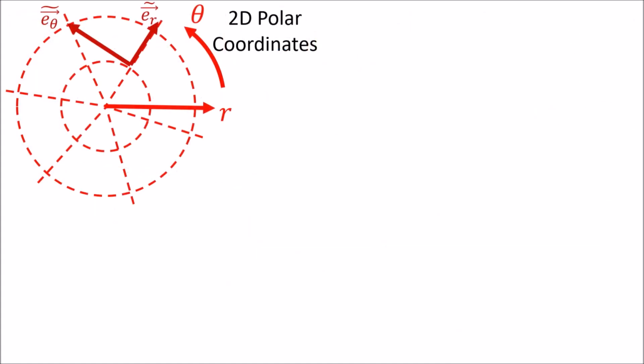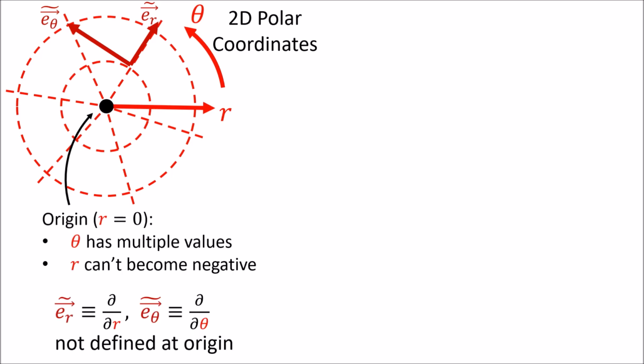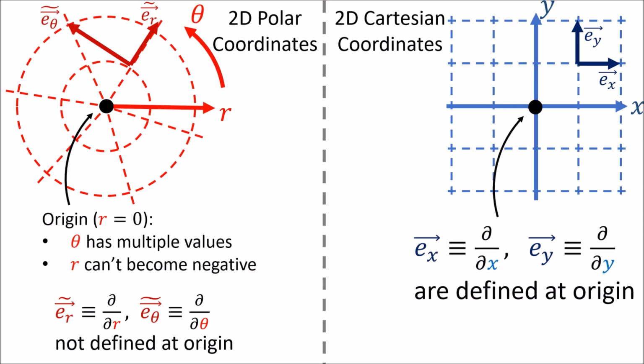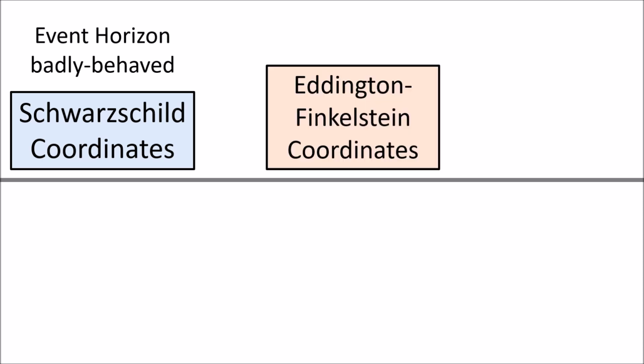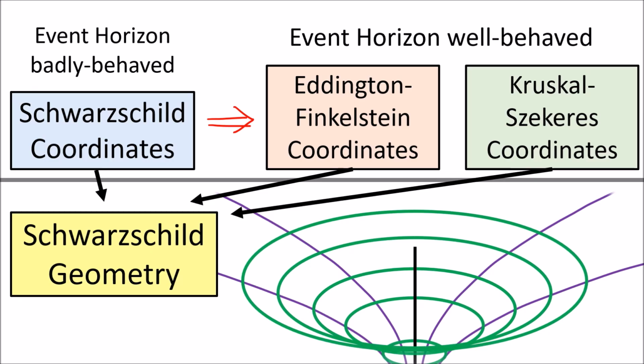This is similar to how, in 2D polar coordinates, the origin is a point where derivatives no longer work and basis vectors aren't defined. We can change from polar coordinates to Cartesian coordinates to make the origin point well behaved again. And similarly, we can change from Schwarzschild coordinates to these other coordinate systems to make the event horizon well behaved. One thing to keep in mind is that the Schwarzschild spacetime geometry is not changing in this video. We're keeping the same spacetime geometry, but changing from the Schwarzschild coordinates to these other coordinate systems.